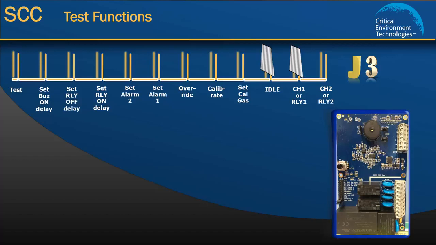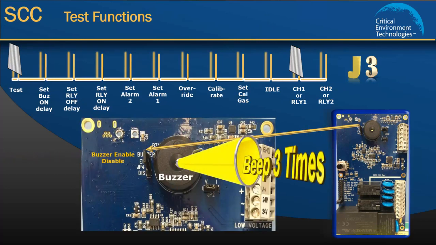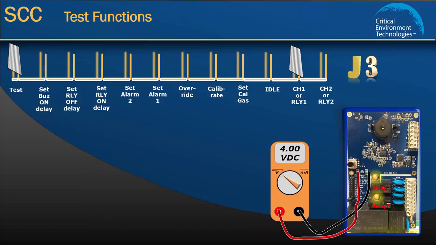To enter test mode, move the idle jumper to the test position. If jumper is enabled, the buzzer will beep 3 times. This is the factory default for the buzzer. Watch the voltmeter. Test points TP1 and TP2 should output 4 volts.